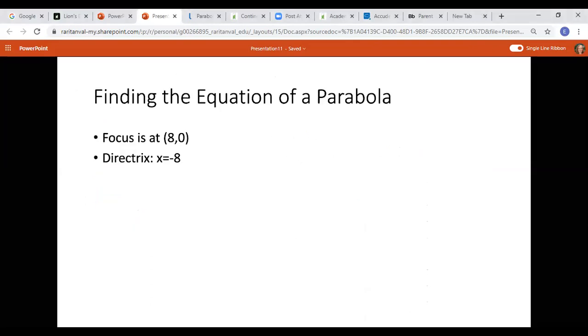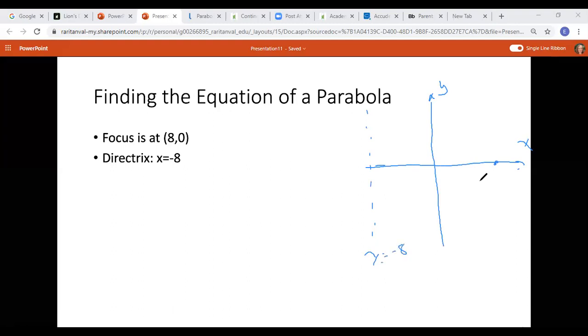Take a look at this. Sometimes we aren't given an equation, we're given points and we're asked to find the equation. So with this, I like to sketch it out. It helps me. If you can use formulas and do it that way, that's fine, but I find this useful. We have a focus at (8, 0), so out here is our focus. We have a directrix at x equals negative 8. This is our directrix, x equals negative 8.